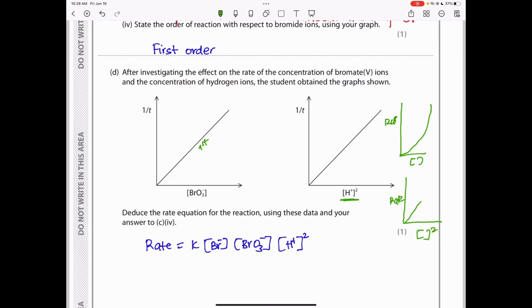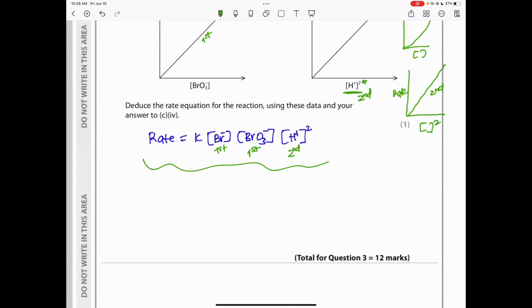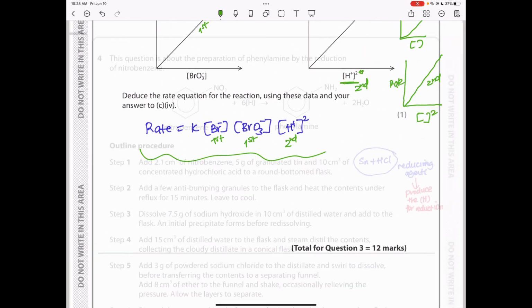If it's a straight line through the origin, then that means this is second order. So this one here, because it has a square, it's going to be second order with respect to hydrogen ions. This is first order with respect to bromide 5. So the rate equation is going to be rate is equal to K. Remember, it was first order with bromide 5, and it's second order with H+. So this is the rate equation that results. This brings us to the end of question 4.